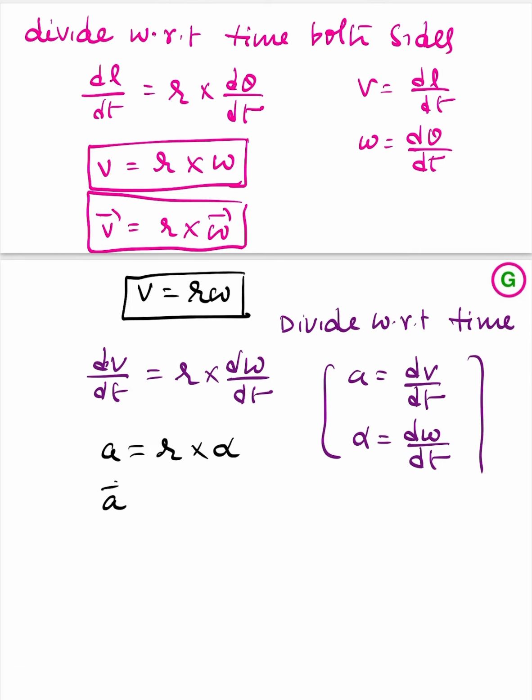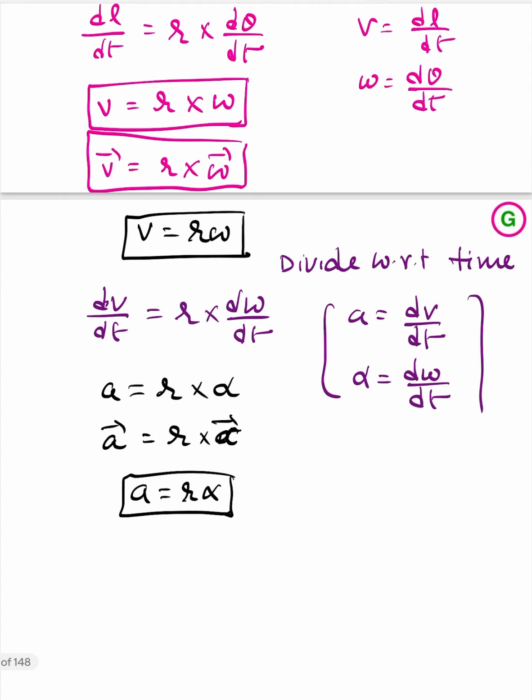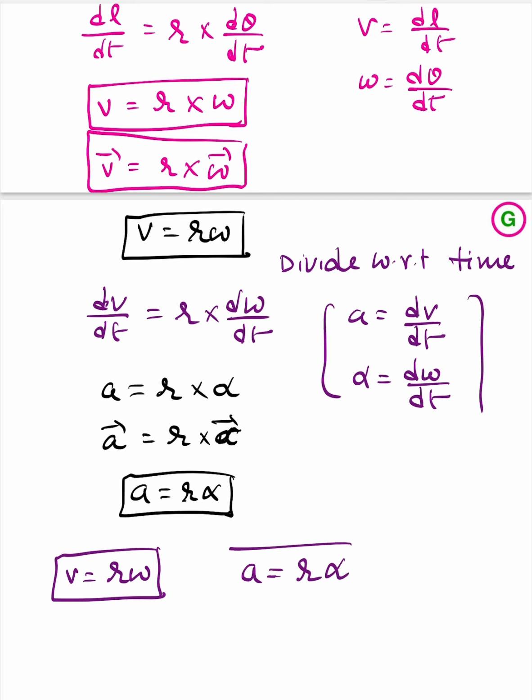So that means a bar equals R into alpha bar. Angular acceleration and linear acceleration are vector physical quantities. Therefore a equals R alpha. So in these two derivations, the linear velocity v equals R omega, which is radius into angular velocity, and the linear acceleration equals radius into angular acceleration. These are the two derivations in circular motion.